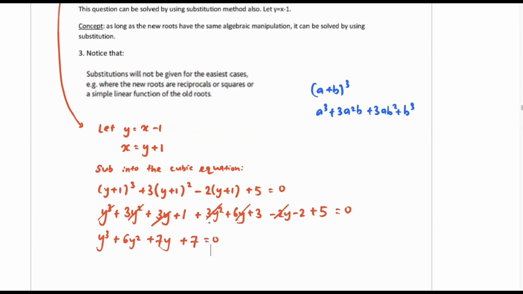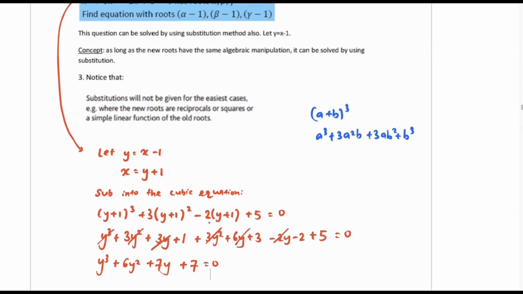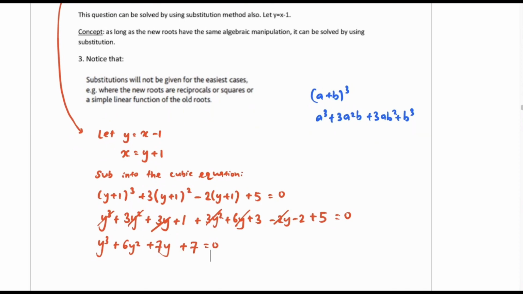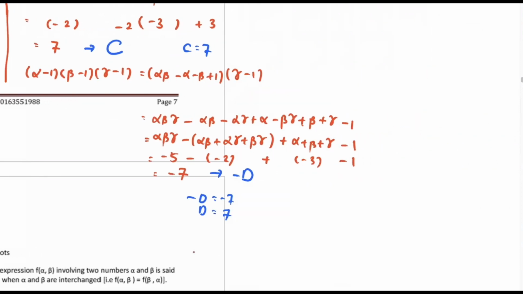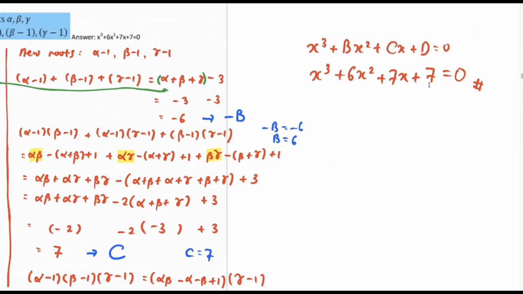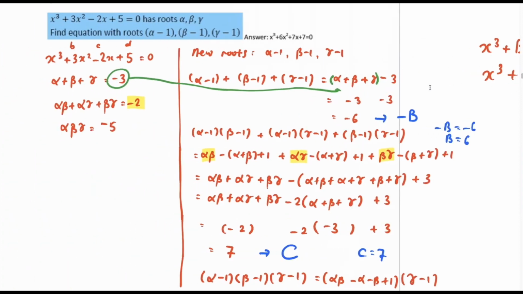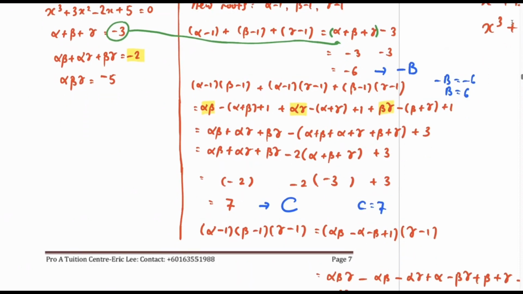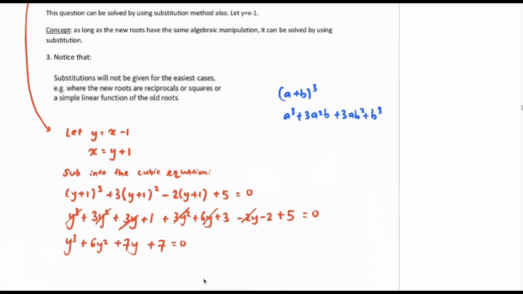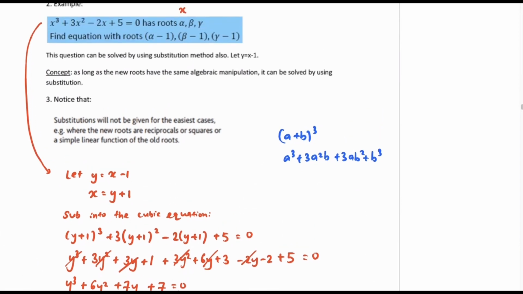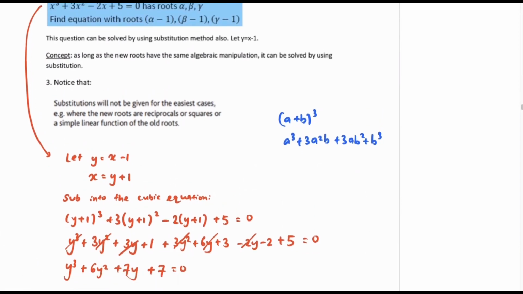Okay, so we get the equation, and of course, if you compare with the previous one, remember the coefficients 1, 6, 7, 7. Yeah, same. It's just that it's in y, you know, y cubed plus 6y squared plus 7y plus 7. It doesn't really matter. It's fine to take it in that form, so it is acceptable. So what we found is that the first method is quite a lot to do, and the substitution method is short. It just takes a few lines and we finish up everything. So that's the thing, a shortcut. This method is very popular in exams.